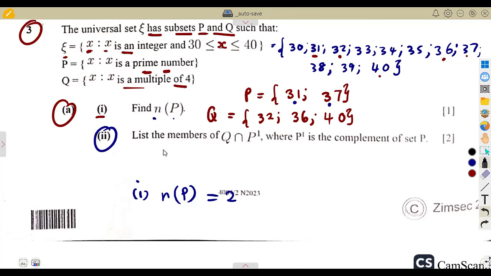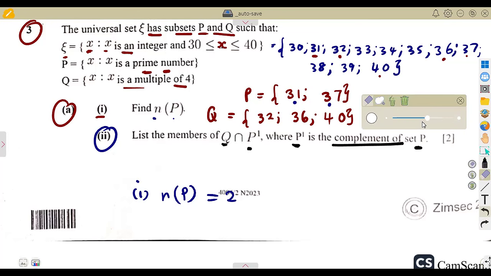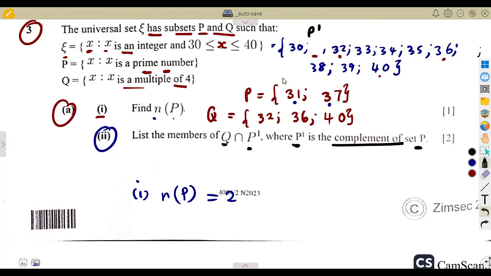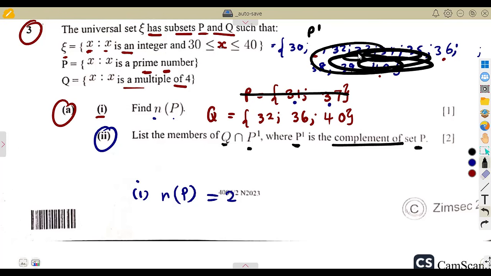Item 2: list the elements of Q intersection P complement, where P' is the complement of set P, like what we are not having in P. If we consider this part of our P, there are just 2 elements, 31 and 37. So the complement of P is to remove 31 and 37 from the universal set. This is the complement of P. What is not in P? These are the elements not in P.